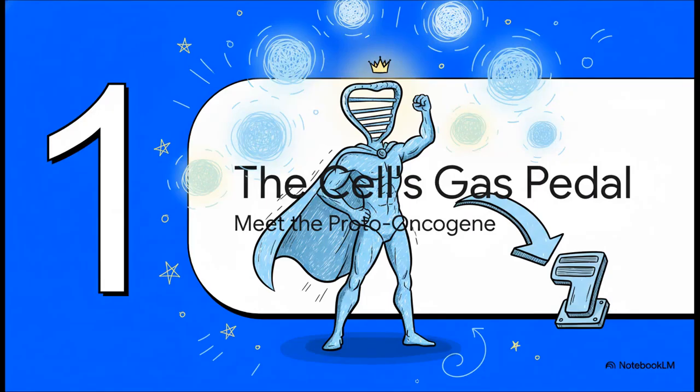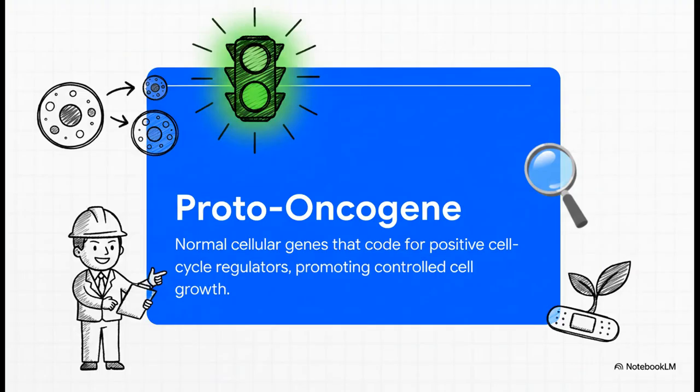Okay, but before we get to the villain of the story, and oh, there's a villain, we have to meet the hero. We've got to talk about the good guy first. See, these are the genes that, when they're working normally, are absolutely essential for us to even be alive. These are the proto-oncogenes. Yep, proto-oncogenes. These are the good guys. They're the ones that give the green light for a cell to grow and divide. But, and this is the key part, only when it's supposed to.